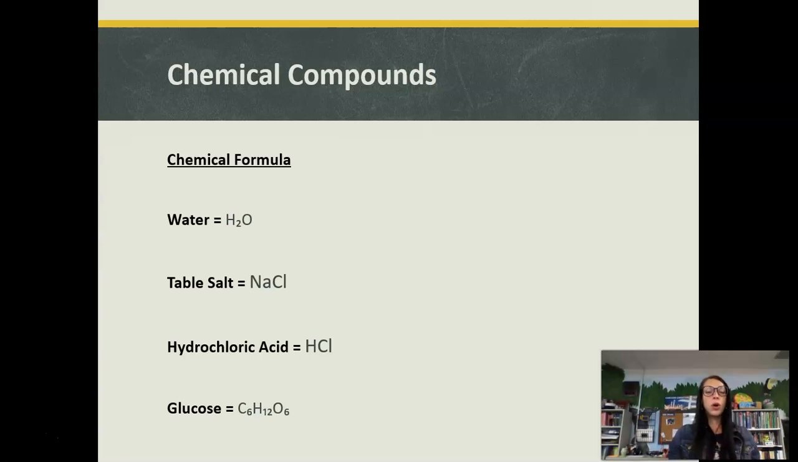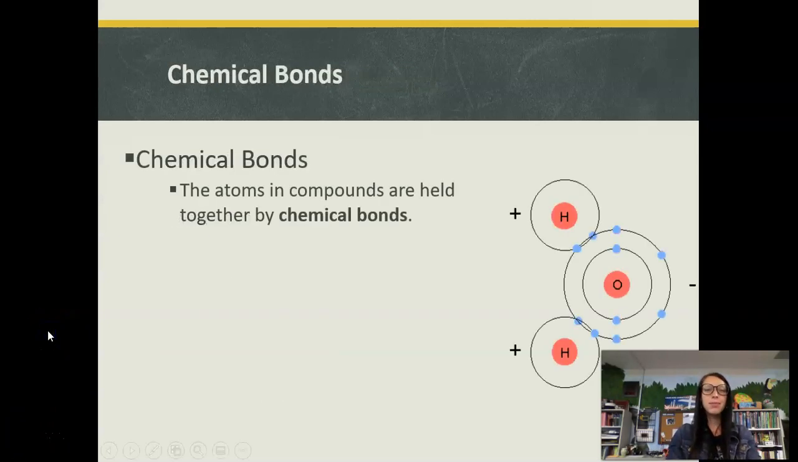For example, water is H2O. If we were to change the proportions, and instead of just having 2 hydrogens and 1 oxygen, we have 2 hydrogens and 2 oxygens, we would no longer have water, but instead we'd have hydrogen peroxide. Which, call me crazy, but I don't think anybody will be drinking hydrogen peroxide in the near future.